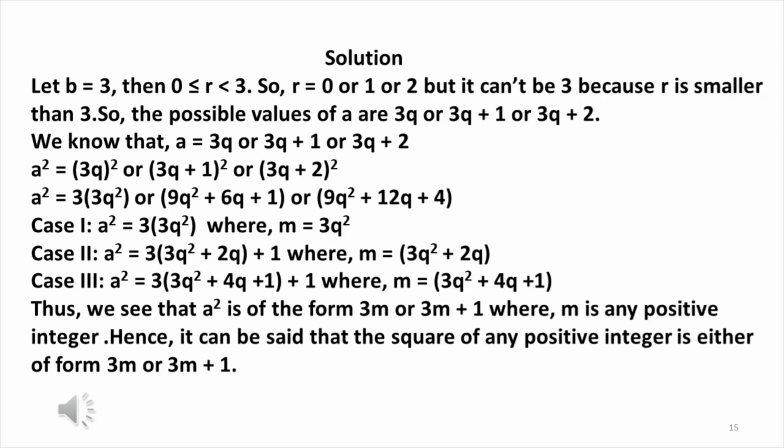Thus, we see that a squared is of the form 3m or 3m plus 1, where m is any positive integer. Hence, it can be said that the square of any positive integer is either of the form 3m or 3m plus 1.